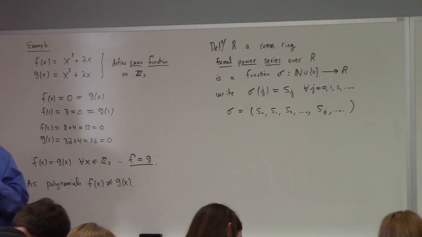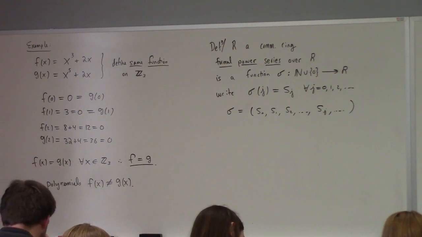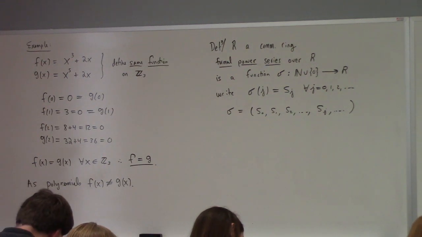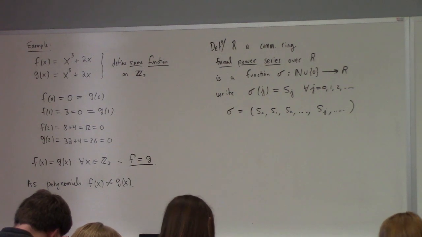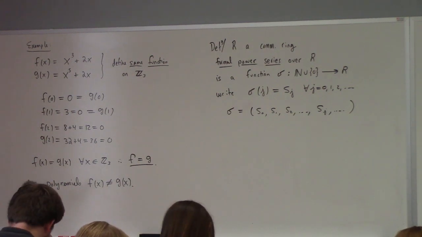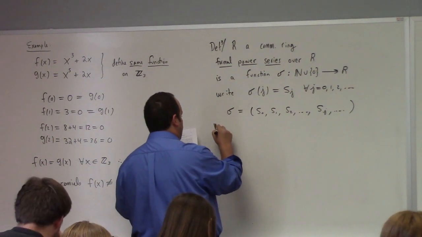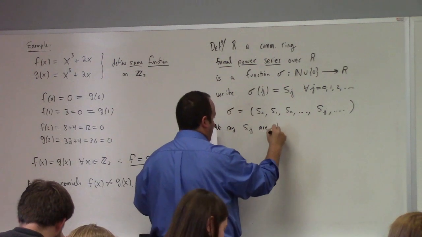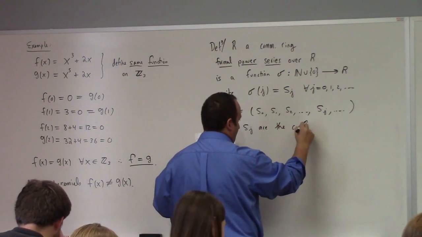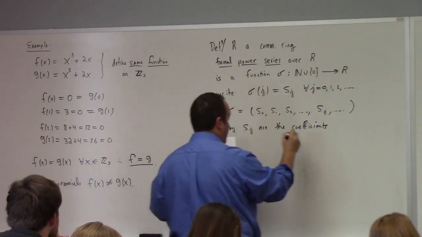There's a clear equivalence between a sequence and this ordered list, right? If you give me an ordered list, I can define a function on the natural numbers and 0 in the natural way, right? And vice versa. Here we say Sj are the coefficients of the formal power series.